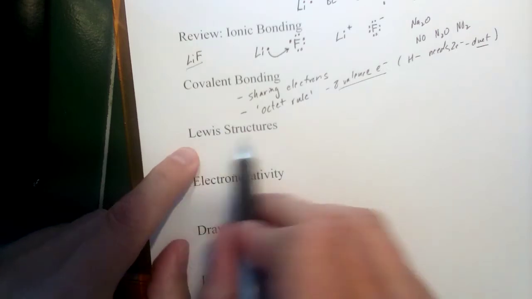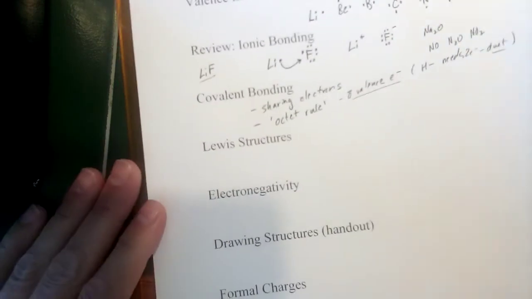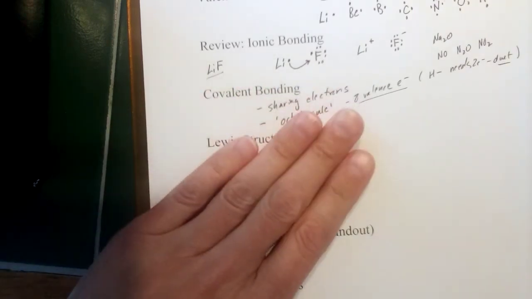Okay, now the next bullet I have here on the front page is Lewis structures. That means I want to jump to the next page. So remember, we're coming back to this. Don't throw that away or get rid of it. We'll come back to some of the issues there when they pop up in our drawing of these structures.